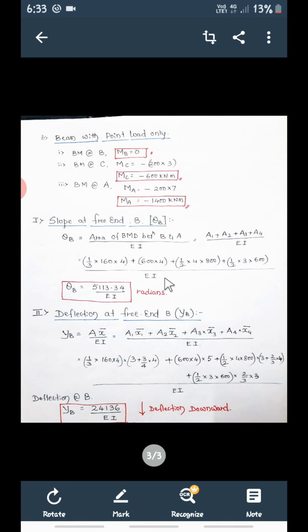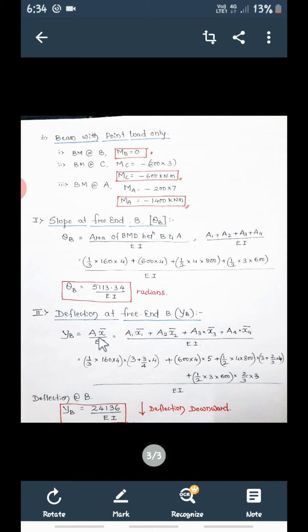So add all the areas divided by EI. You are going to get slope at B equal to 5113.34 divided by EI. This is in radians. The unit of rotation or slope will be radians. So 5113.34 divided by EI is the slope at free end B, theta B. Now similarly calculate the deflection at free end, YB.